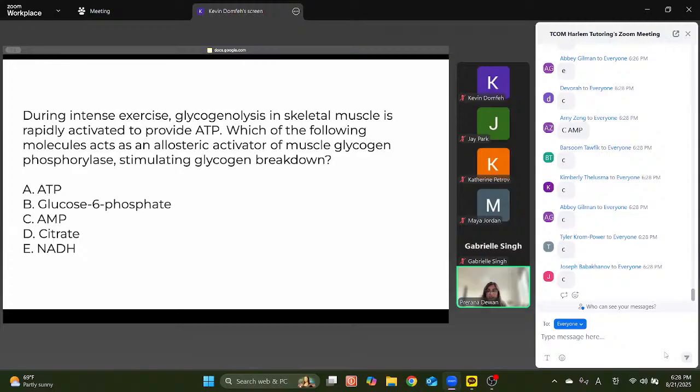Amazing. It looks like you guys have got that one down. It's AMP, right? Because AMP is going to be accumulating when your ATP is low during intense exercise. So AMP is going to allosterically activate muscle glycogen phosphorylase, stimulating glycogen breakdown to produce ATP.